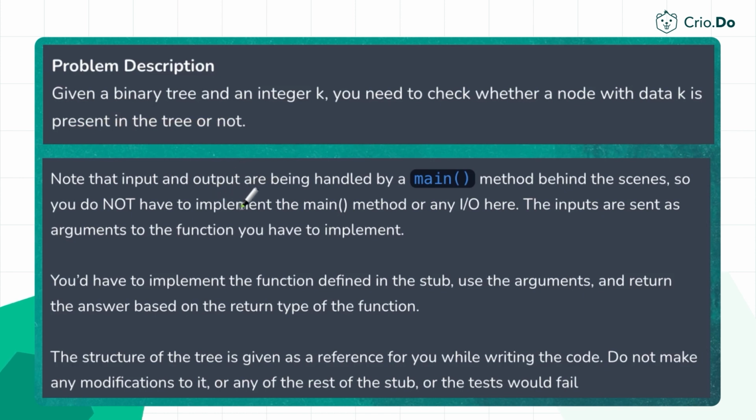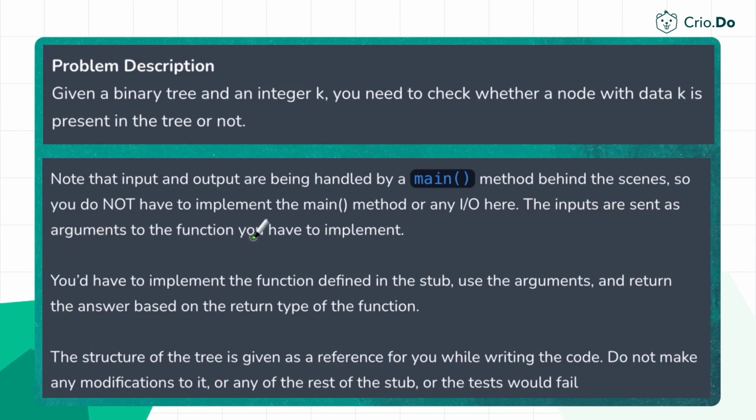And how is the input going to be given? The input and output are being handled by a main method behind the scenes. So you do not need to implement the main method or any input output here. So we are not expected to write the code for the main method, that is the input and output. The inputs are sent as arguments to the function you have to implement.